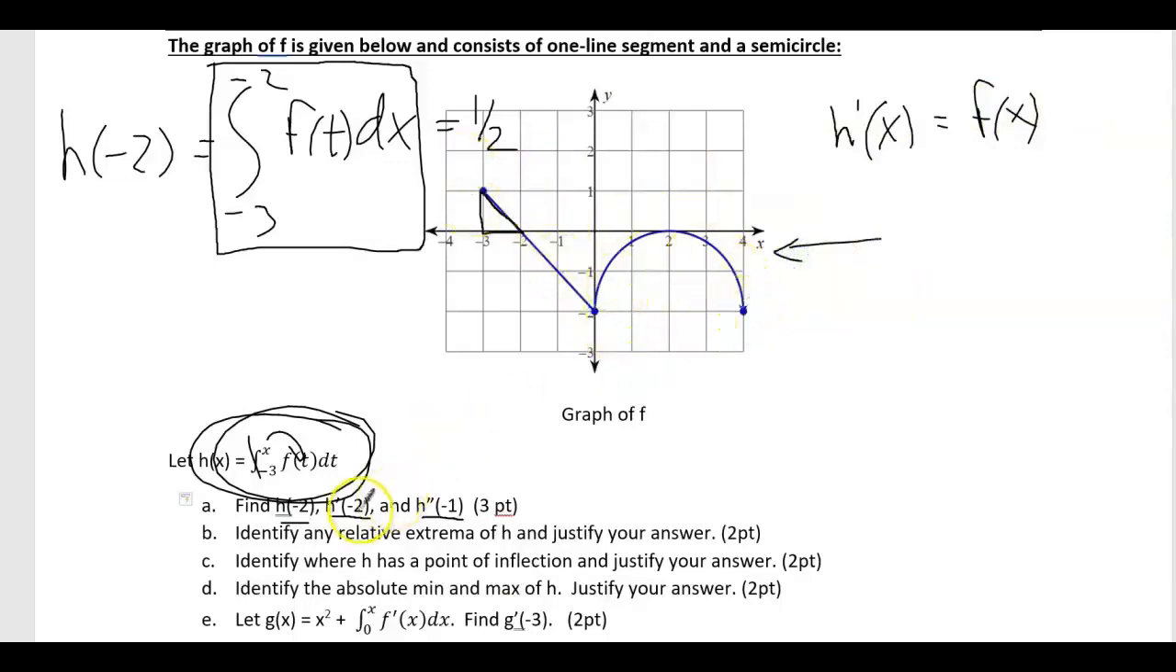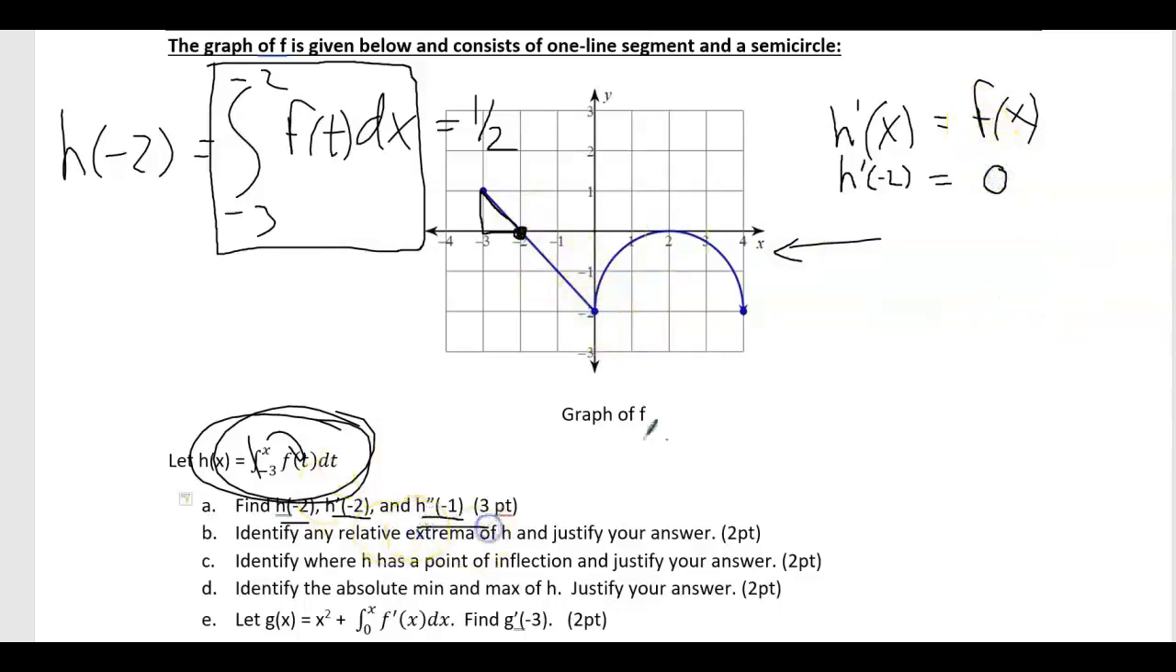So what is h prime of negative 2? They're asking for the actual y value at this point on the blue line, and the y value at that point is 0.